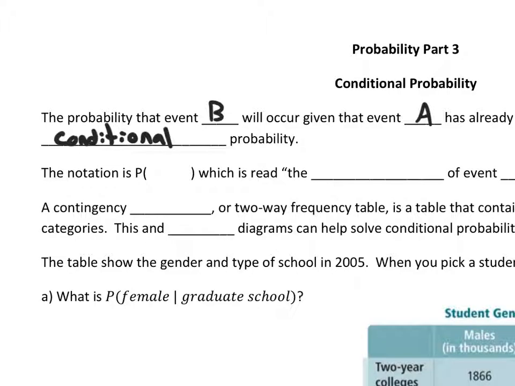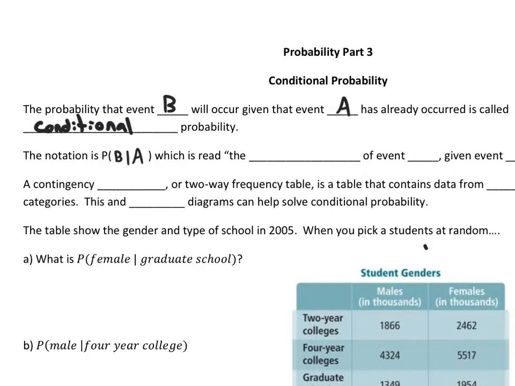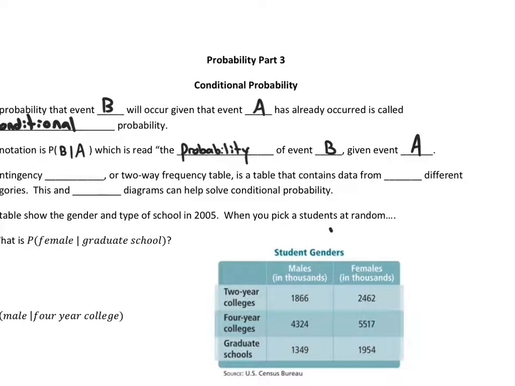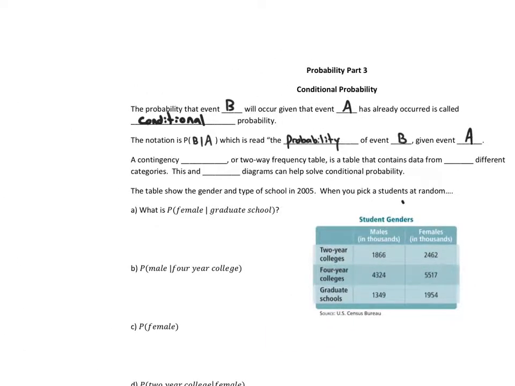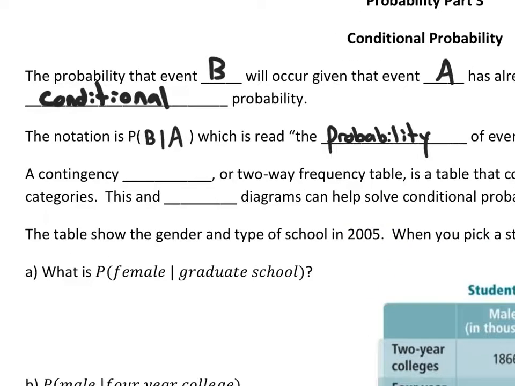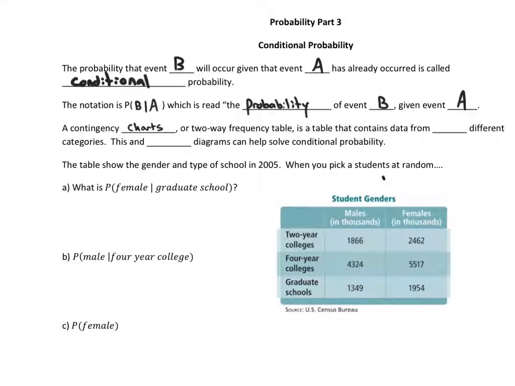We have the probability, that's what the P in the parentheses stands for. We have B, a vertical line, and then A: the probability of event B given event A. Now there's a couple different ways of doing this. Contingency charts, or a two-way frequency table, is a table that contains data from two different categories. This and tree diagrams, which you can just draw out as pictures, can help solve conditional probability.